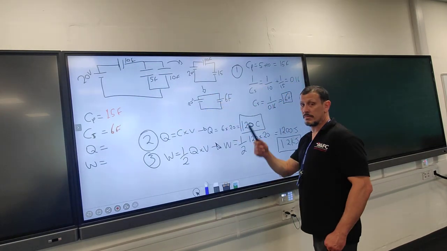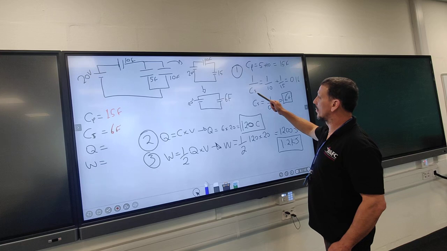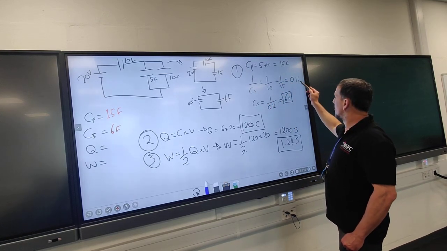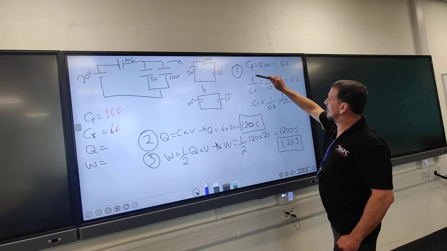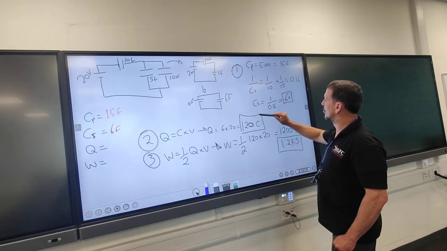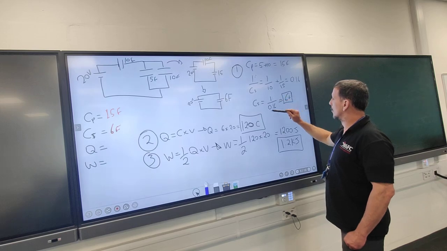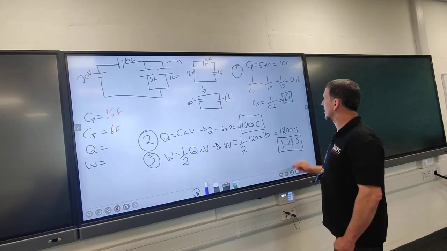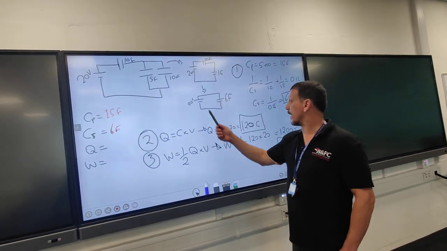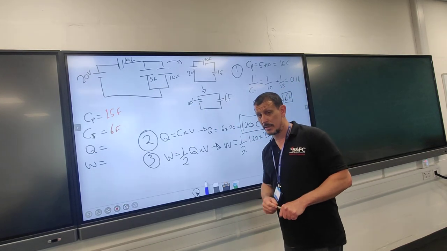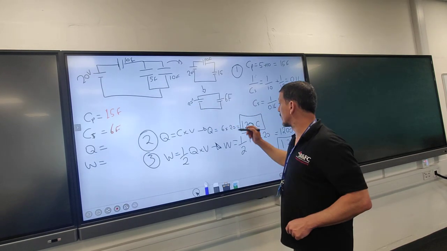So now you need to use the reverse formula: 1 over capacitance in series equals 1 over 10 plus 1 over 15, equals 0.16. You invert it because that needs to be inversed. So the capacitance equals 1 over 0.16, which equals 6 farads. Now you have a new circuit with 20 volts and 6 farads of equivalent capacitance.